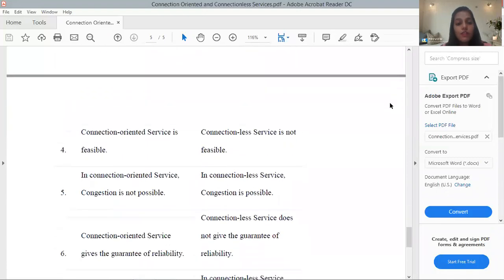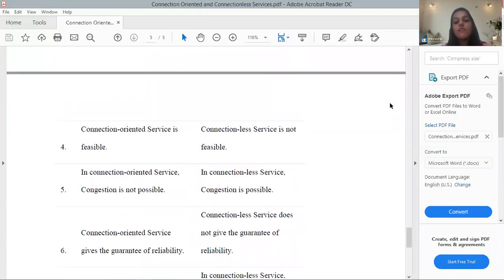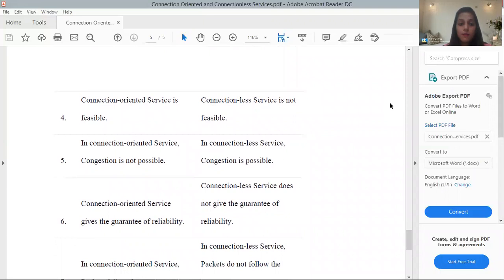Then connection-oriented service is feasible. Connectionless service is not feasible because there is no surety about whether the data you get at the receiver side is correct or not, so no feasibility. In connection-oriented service, congestion is not possible. In connectionless services, congestion is possible. No, sorry, congestion is already possible with the connection oriented, not with the connection less, because there is a three-way handshaking process, right? Because there is a capacity.